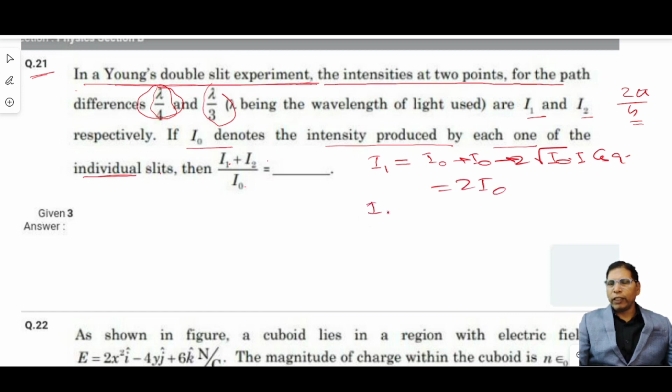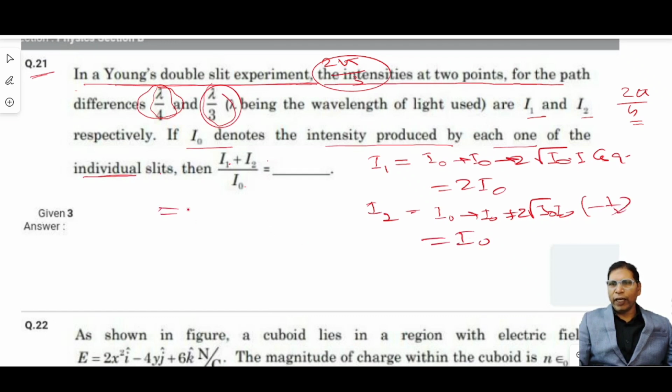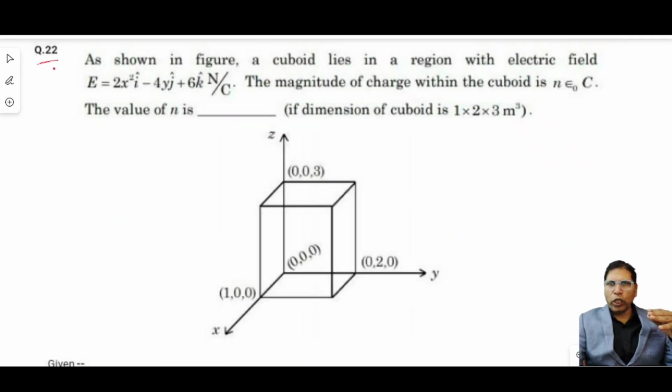Now I2. Look at this, as lambda by 3 is the path difference, the phase difference is 2 pi by 3. So this is I0 plus I0 plus 2 into root under I0 squared cos 2 pi by 3. Now cos 2 pi by 3 means minus half. So this is I0. So here this is 2 I0 plus I0 divided by I0. So this is the answer 3. Okay. Look at this, question number 22.